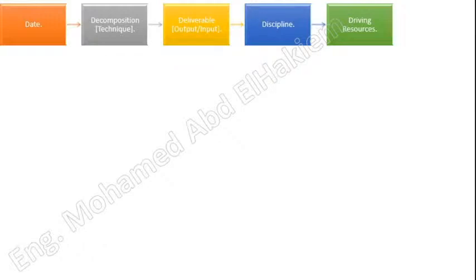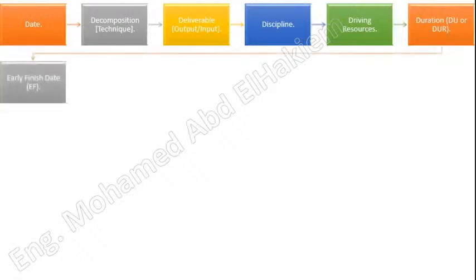Driving resources. Resources that are considered to have a direct impact on activity duration during resource leveling. Duration, du or dur. The total number of work periods, not including holidays or other non-working periods, required to complete a scheduled activity or work breakdown structure component or project. Usually expressed as work hours, work days, or work weeks. Sometimes incorrectly equated with elapsed time. Contrast with effort. See also activity duration and project duration.